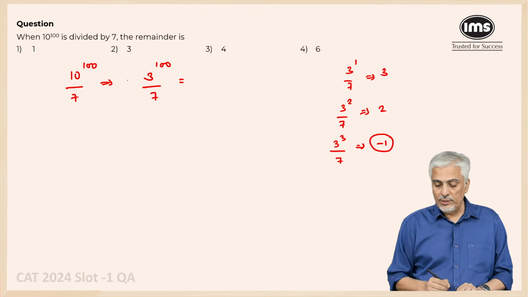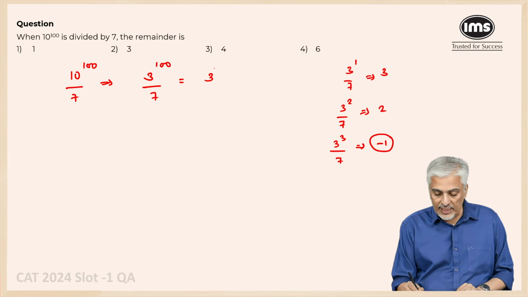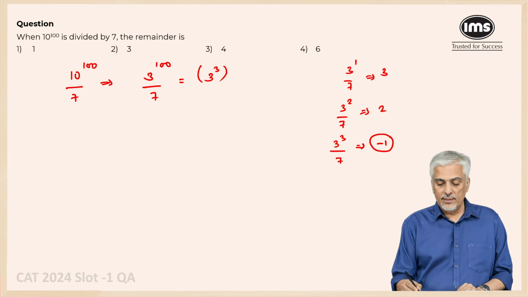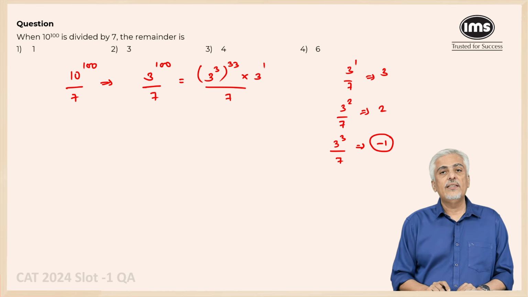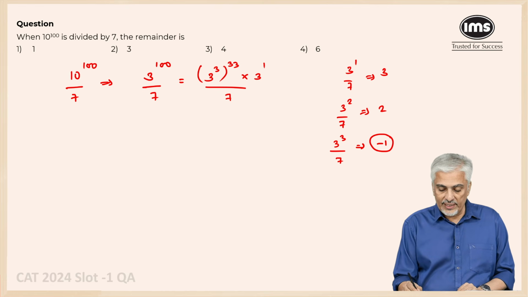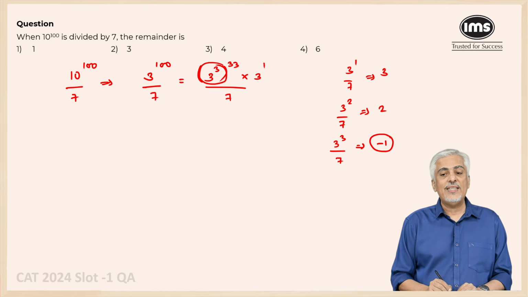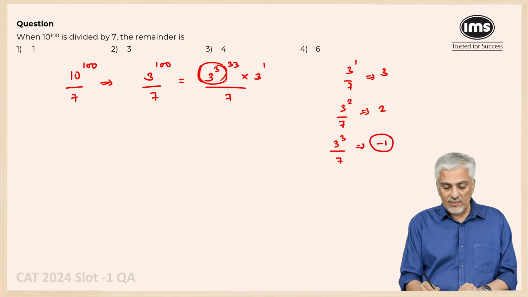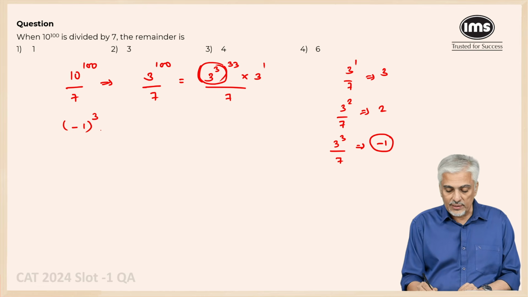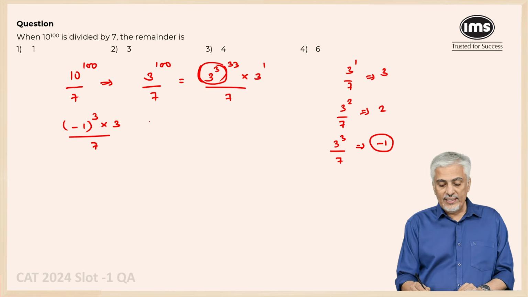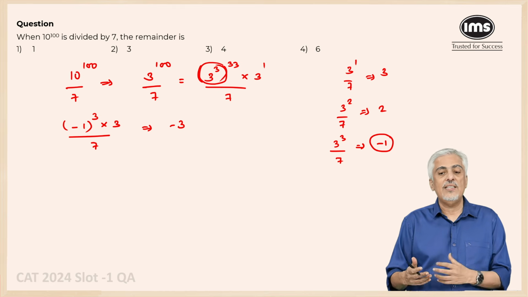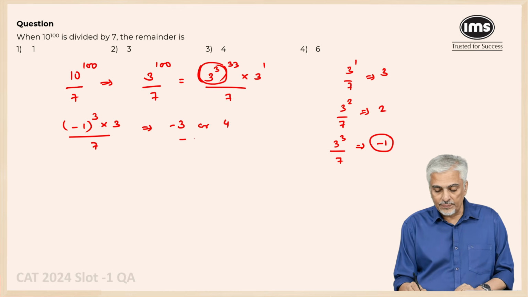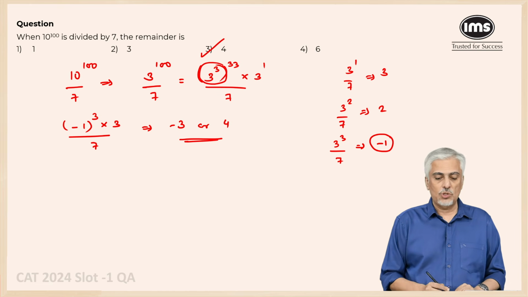So I can write 3 raised to 100 as 3 raised to 3, raised to 33, into 3 raised to 1, divided by 7. Now pay attention very carefully. What will we get? 3 raised to 3 is 27. 27 divided by 7 leaves a remainder minus 1. So we have minus 1 raised to 33, into 3, divided by 7. So the final remainder we are getting is minus 3. But when you are dividing by 7, the remainder minus 3 is as good as remainder of 4. And hence the answer is the third option.